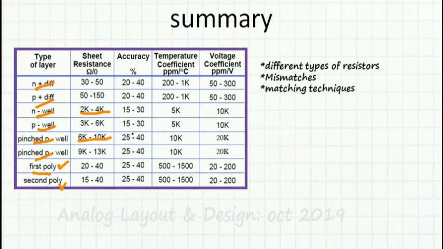We also discussed the accuracies, the temperature coefficient and the voltage coefficient. We have discussed these parameters in detail in the first video, and I would request you to go through that first video in order to gain more clarity in these topics. We also discussed mismatches, which is like the systematic mismatch, random mismatch, gradient mismatch, and process variation, and how to counter them by different matching techniques. And we have summarized the entire topics that we discussed today.